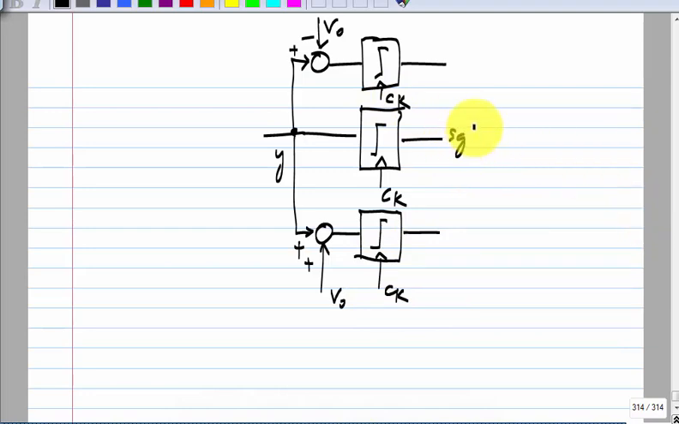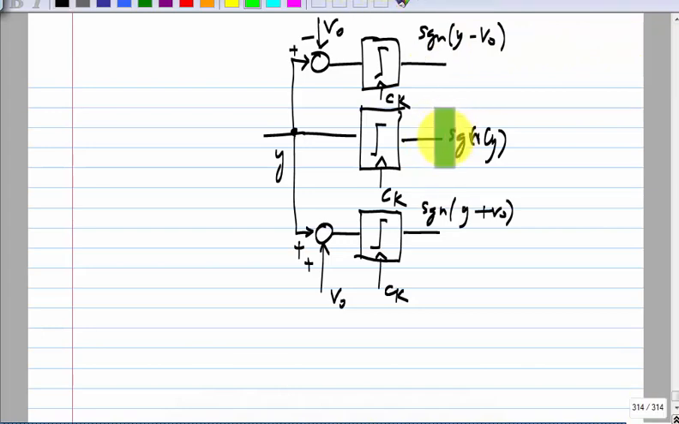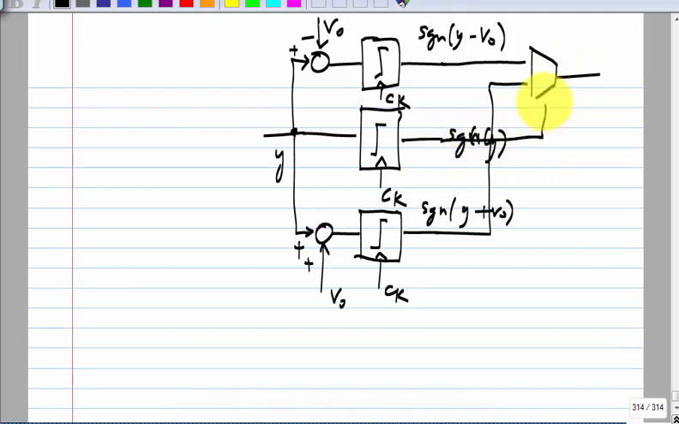slicers. This is giving me sine of Y, which is the detected symbol, and this gives me sine of Y minus V naught, and this gives me sine of Y plus V naught. One of these is the sine of the error. Which one it is, I have to pick based on this. So I use a multiplexer based on this one and I pick them. In principle, I could do this. Again, this may not be done at full speed, but this is what I get. Is this fine? So this gives me the sine of the error.